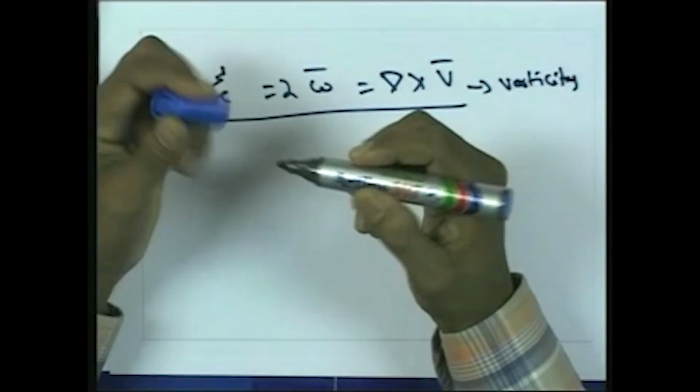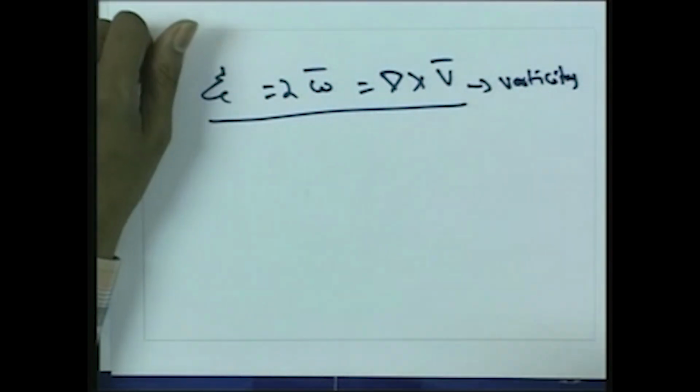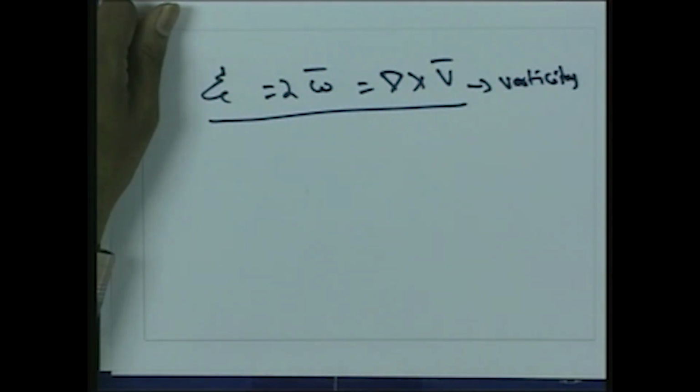So for rotational flow we can define the vorticity as 2 times the rotation vector, which is written here, or that is equal to del cross the velocity vector. So this is defined as the vorticity. So for rotational flow, determination of the rotation vector and vorticity is very important.